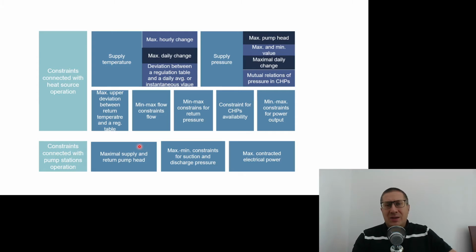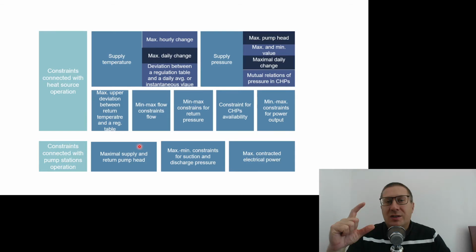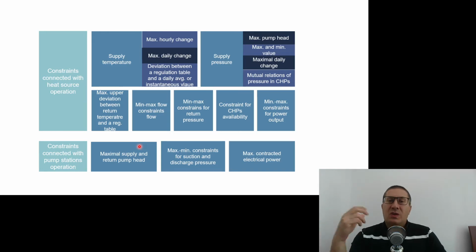There is some window for return temperature, so we have to keep the return temperature on the desired level. Flow constraints: the flow cannot be too low or too high. The same with load. It cannot be too high or too low for the power, right?